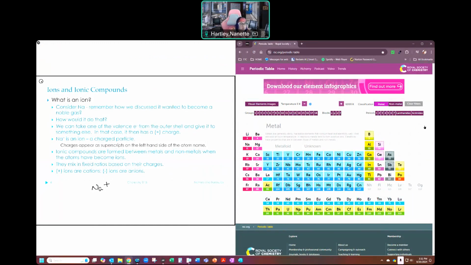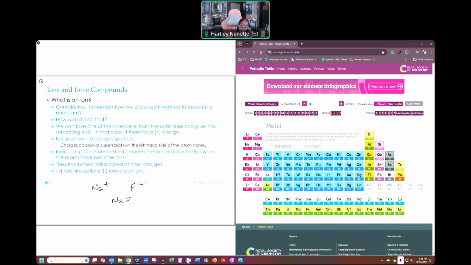Ionic compounds are formed between metals and nonmetals, and they both become ions, and they're mixed in fixed ratios based on what the charges are. So if I have an Na+ and I mix it with an F-, then I have an Na and F. Since it's a -1 here and a +1 there, I need 1 of each to make an NaF, and that's neutral.